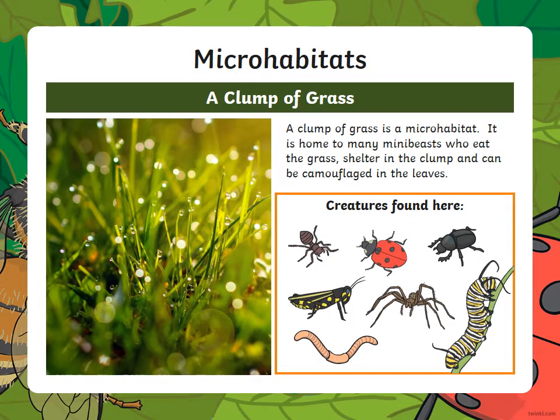A clump of grass is a microhabitat. It is home to many minibeasts who eat the grass, shelter in the clump and can be camouflaged in the leaves. These are the minibeasts we were talking about, which are very helpful in our allotments and will protect our newly grown plants.